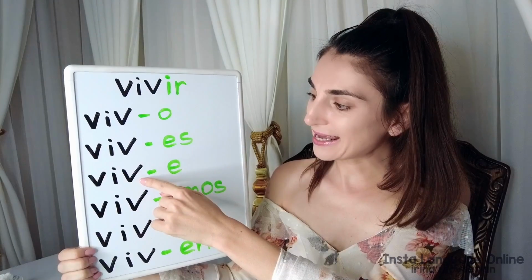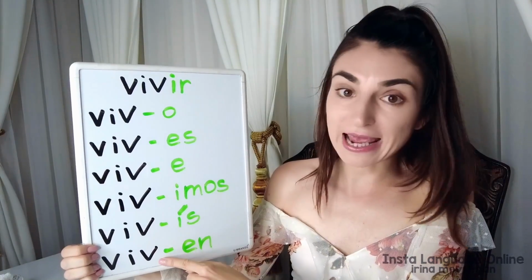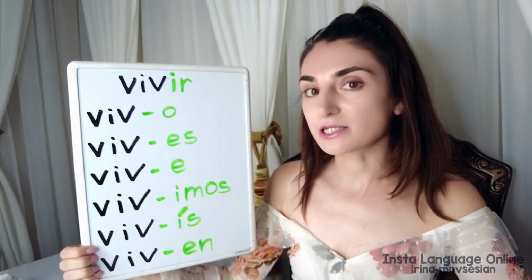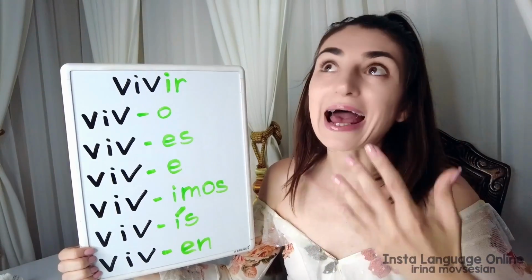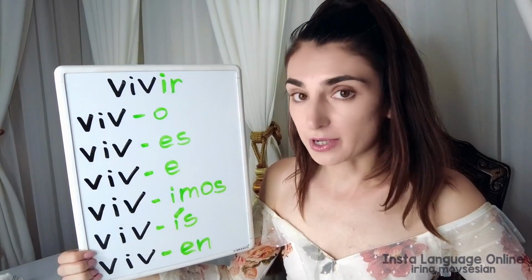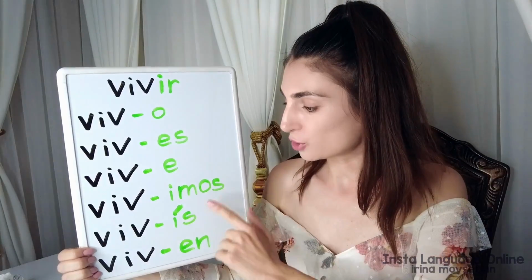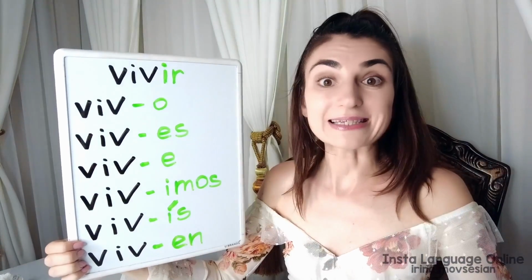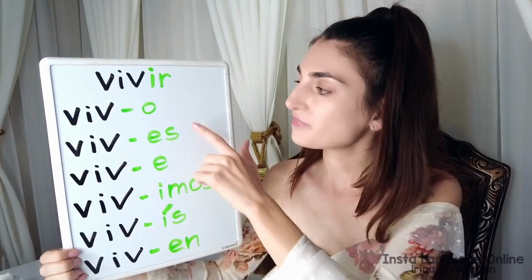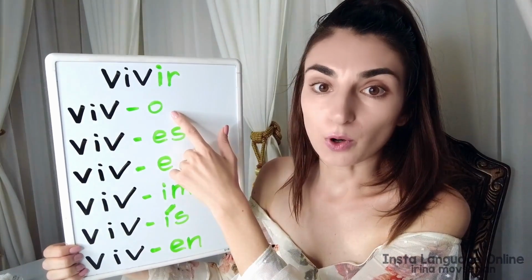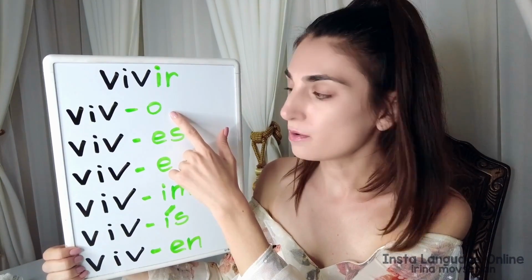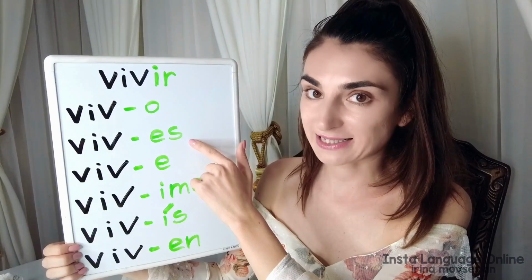Yo, tú, él, ella, nosotros, vosotros, ellos. I want to remind you that we don't have to use pronouns because each form will show us who is living. Okay? Yo vivo. Yo vivo. Tú vives. Okay.